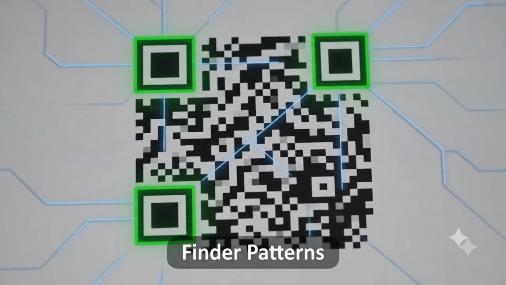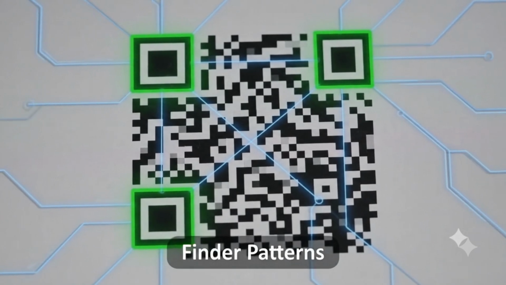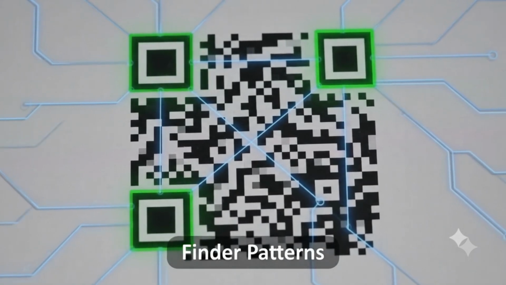This is why you can scan a QR code from different angles. You do not need to hold your phone perfectly straight. The scanner uses these corner patterns to understand the orientation of the code and adjust the image automatically.